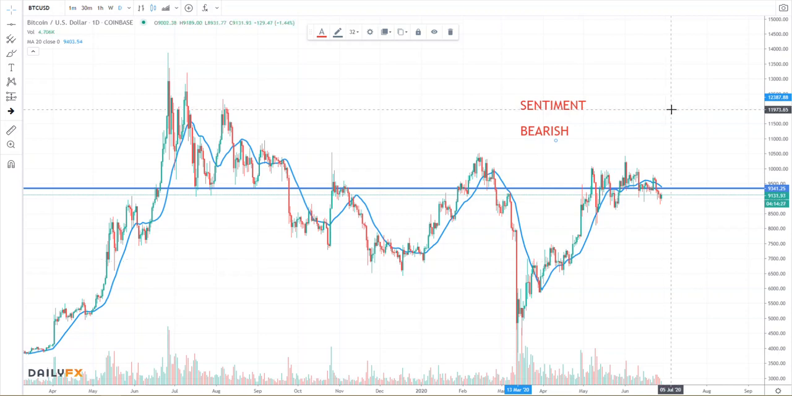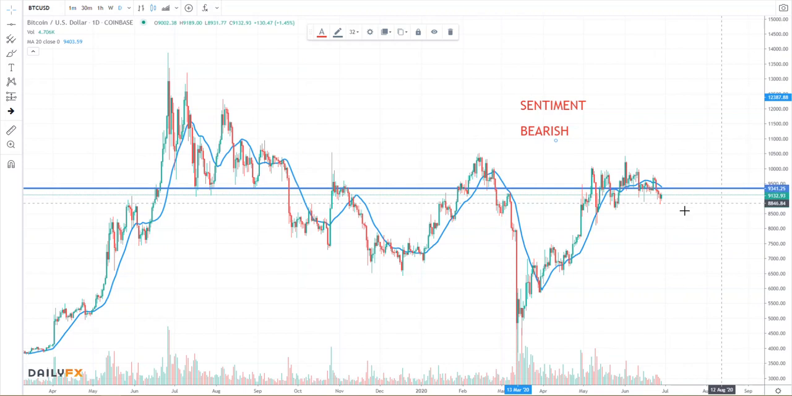Last couple of weeks we've been seeing price test the $10,000 range. And now we see price action is falling below the fast-moving average, and so far has been unsuccessful at really clearing the 10,000 hurdle. So that's the reason for my bearish sentiment.